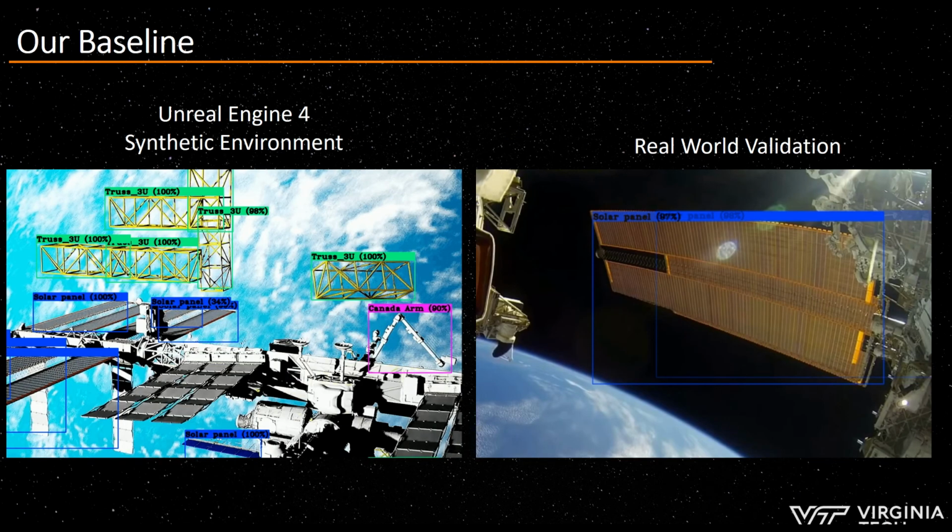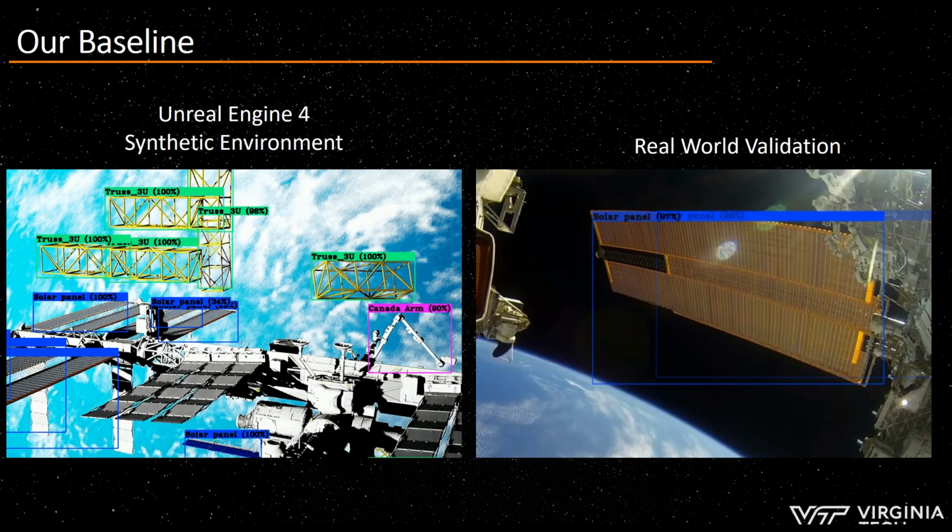Our baseline. So this is where we're currently at. The Unreal Engine synthetic environment is on the left, and it's running a neural network to do computer vision tasks for detection and classification and localization within that picture frame. And then the picture on the right is our real-world validation. So it's detecting solar panels over here. So it's 97, 98% confident that those are solar panels. Solar panels are kind of the easier ones to pick out.